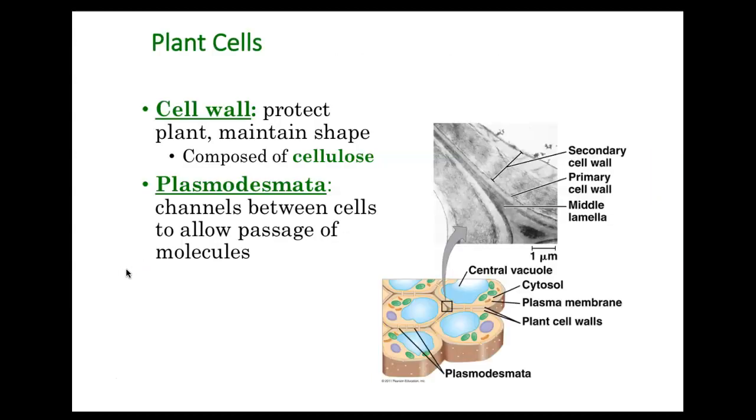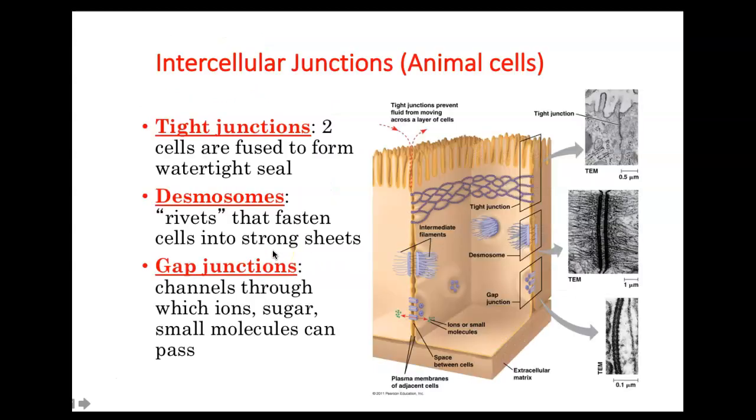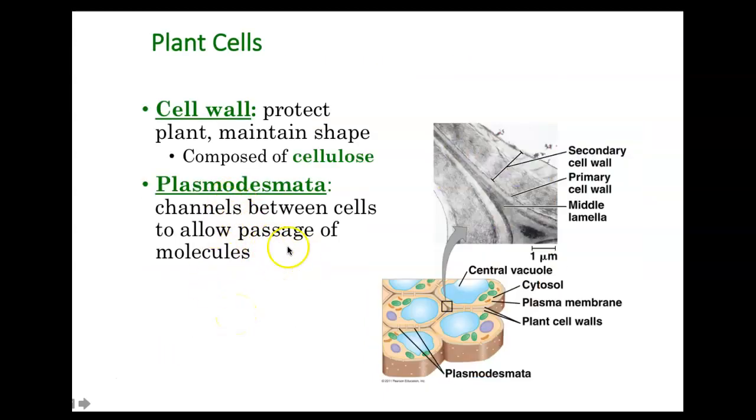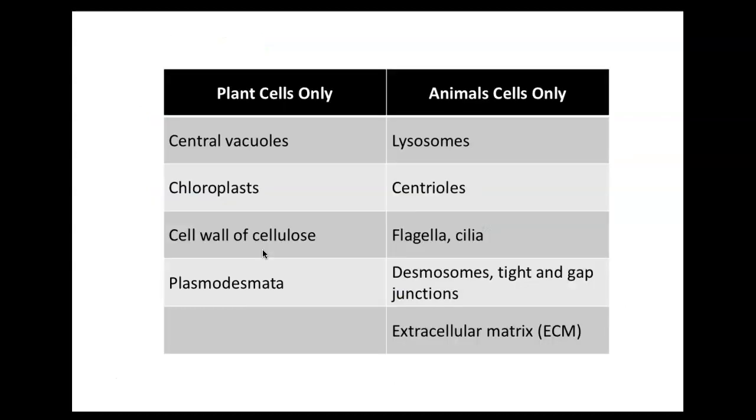Same thing with this one. It's definitely important to know that the plant cell wall is going to protect the cell and maintain its shape, and it's made out of cellulose. Plasmodesmata are like gap junctions. So you see the gap junction for the animal cell. Plasmodesmata would be the thing that's just like a gap junction, and plant cells only have plasmodesmata because of the cell wall. So just so you know, plant cells and animal cells are joined together. They can actually send things to each other through these junctions.